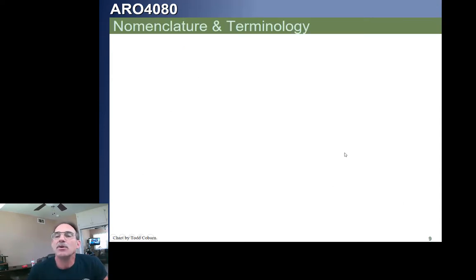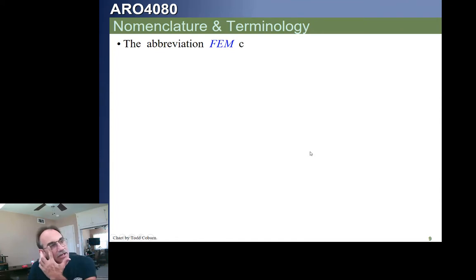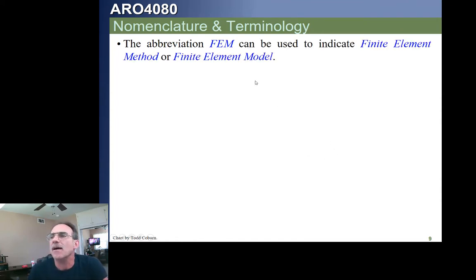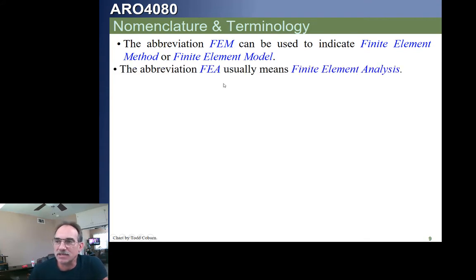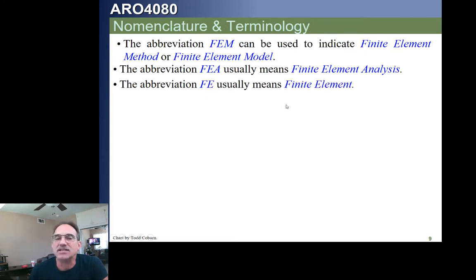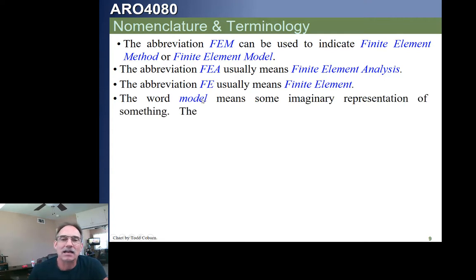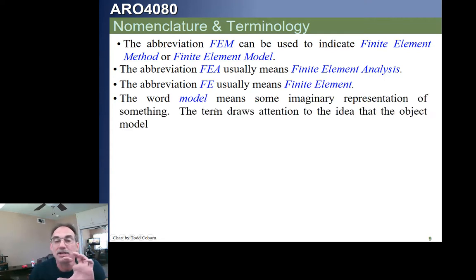So that was a brief overview. Going back to our nomenclature, FEM stands for finite element method or finite element model. These are used nearly interchangeably. FEA usually means finite element analysis. The abbreviation FE often means finite elements. We mentioned this earlier. The word model is our idealization. It's what we're pretending, right?